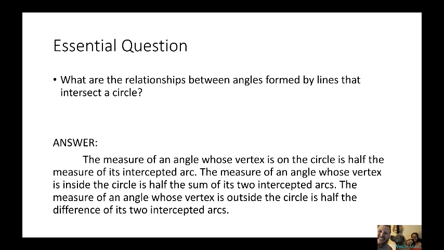The measure of an angle whose vertex is inside the circle is half the sum of its two intercepted arcs. The measure of an angle whose vertex is outside the circle is half of the difference of its two intercepted arcs. So one's addition and then divide by 2. The other one's addition, divide by 2. But the last one, if your angle's outside, it's the two arcs subtracted and then divide by 2. And we're going to see some examples.